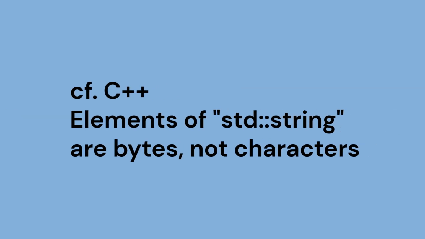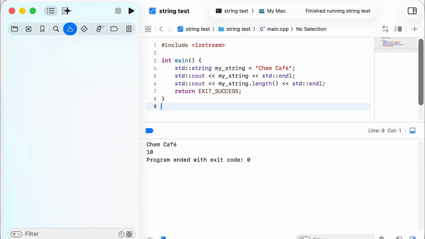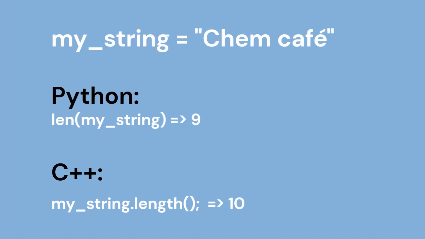Why? Because even that blank space counts as 1. Now, quick comparison. In C++, things get tricky. Elements of std::string are bytes, not characters. So non-ASCII characters like é may take up more than 1 byte. Check this out: std::string my_string of "chem café", std::cout my_string.length(). C++ gives 10. So Python says 9, C++ says 10.